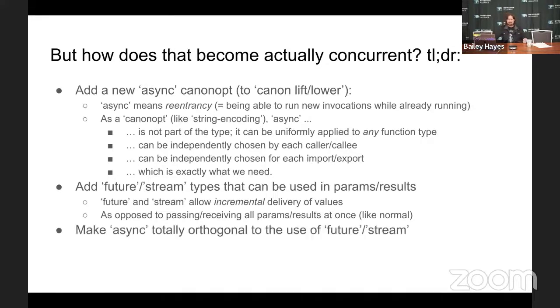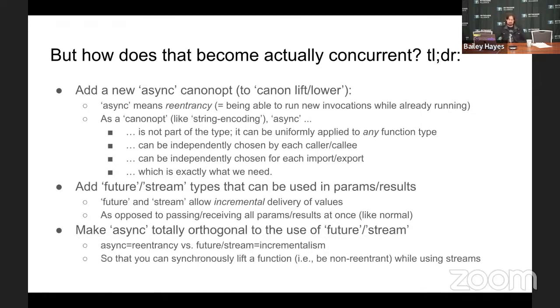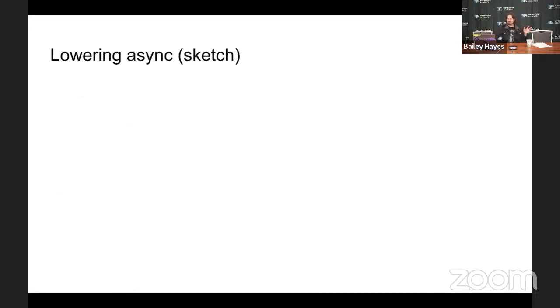So with this design, we make async totally orthogonal from the use of the future and stream types, where async gives you reentrancy and future and stream give you incrementalism. That means you can, for example, synchronously lift a function because you're non-reentrant code, let's say you're C or Python, and you don't expect to be reentered, but you can still use streams because you want incremental delivery. This is what you need for all the languages that aren't inherently async. Rust async, JavaScript promises, and C# async are fine with being reentered, but a lot of other languages you just can't force this on. So we want to have these orthogonal concepts. That's a high-level sketch.